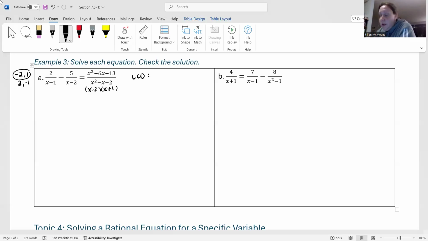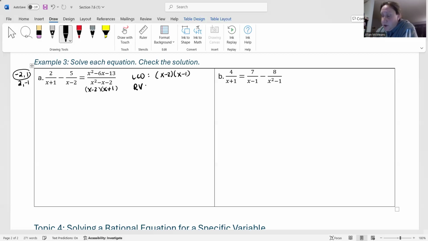So we know our LCD has to have x minus 2 factors and x plus 1 factors. And if you look at all of our denominators, x minus 2 never shows up more than once in an individual denominator. And ditto for x plus 1. They both show up at most once in an individual denominator. That tells me my LCD is just plain old x minus 2 times x plus 1.